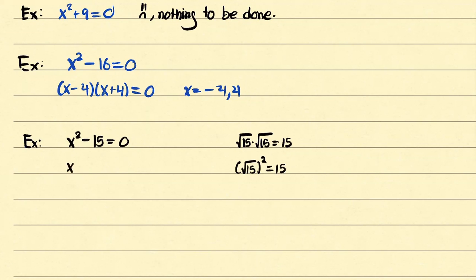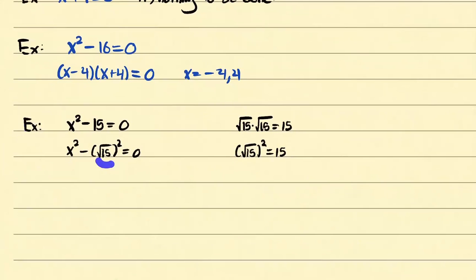So what I'm going to do is write this as x squared minus root 15 squared. And we're there. This is a difference of squares. It's just that this square involves a radical. This will give me x minus root 15 times x plus root 15. And it will give me the solution x is plus or minus root 15.